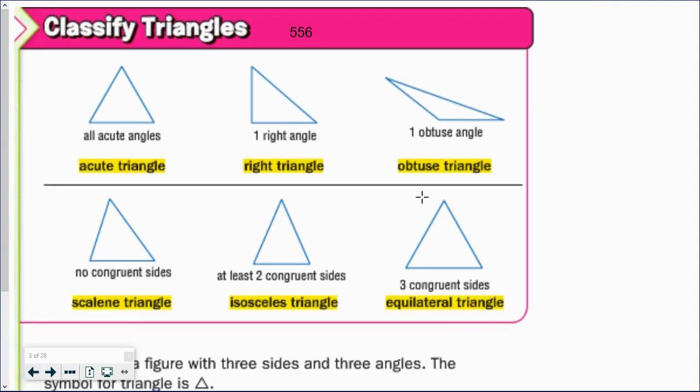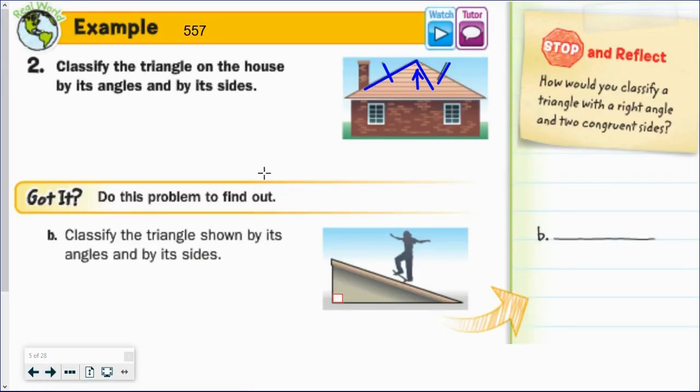obtuse triangles have an obtuse angle, and isosceles triangles have two congruent sides. These two would be congruent, just like they are on our house. So we have an obtuse isosceles triangle here on this house. What kind of triangle is this down here on letter B?